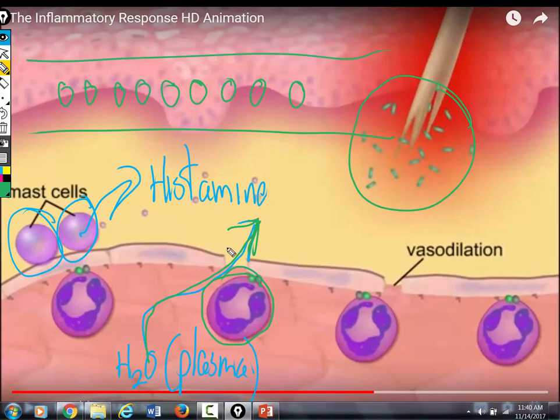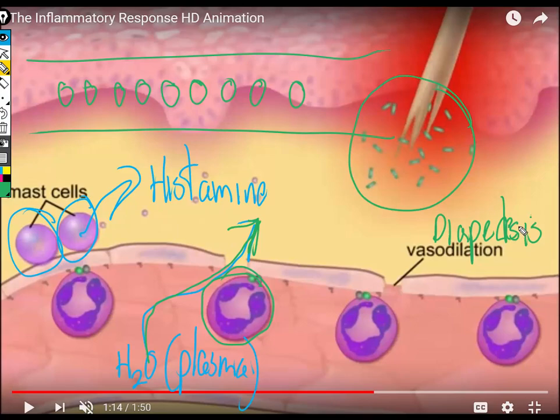That ability of the white blood cells to actually move is called diapedesis. You got me? They can actually move.